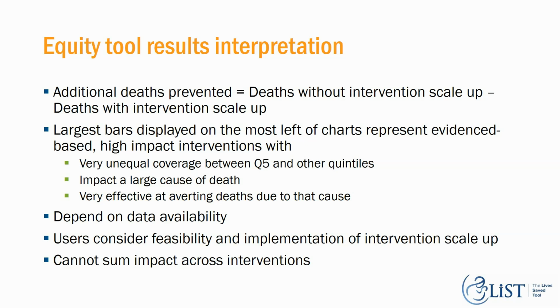And a third reason why this intervention might have such a big impact is that the intervention could be very effective at averting this cause-specific death. So, for example, vaccinations can be very, very effective tools. So if you increase your vaccination coverage rate, even if it's not increasing by that much, just the fact that it's such an effective intervention will mean that it will have a higher impact on mortality than less effective interventions, for example.